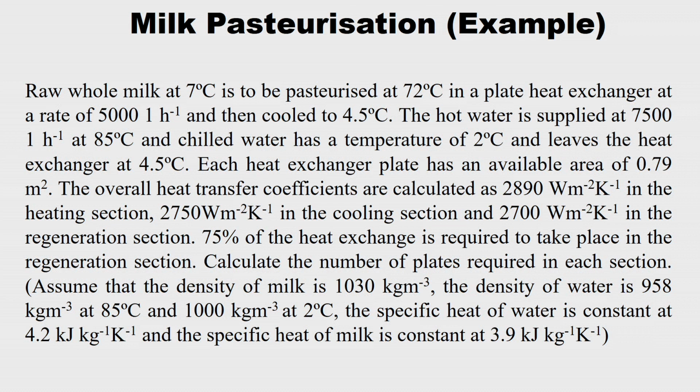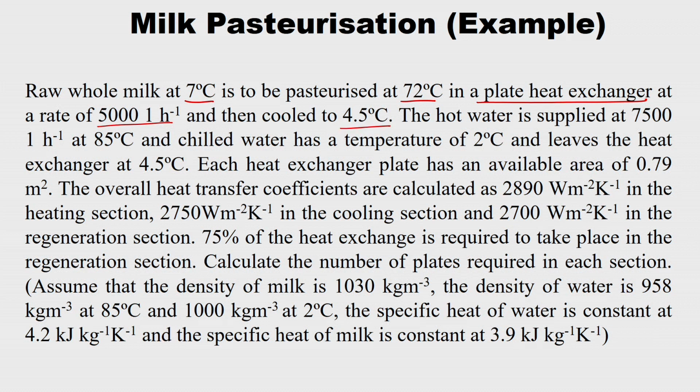Raw whole milk at 7 degree is to be pasteurized at 72 degree centigrade in a plate heat exchanger at a rate of 5000 liter per hour, then cooled to 4.5 degree centigrade. So, the milk is pasteurized from 7 degree to 72 degree centigrade in a plate type heat exchanger. The volumetric flow rate is given here, 5000 liter per hour, then it is cooled to 4.5 degree centigrade.